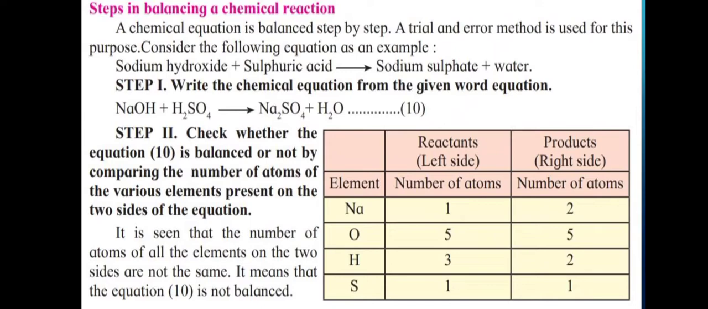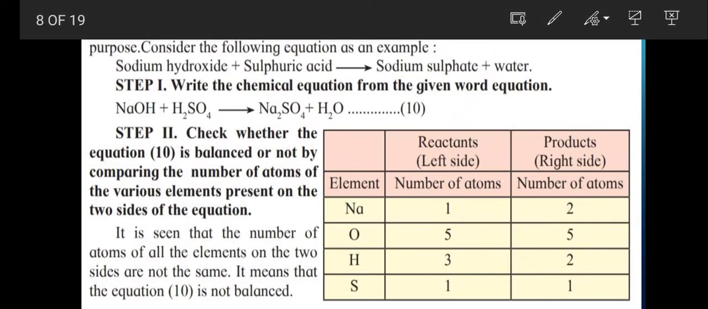Firstly, I will repeat what is meant by a chemical reaction. A chemical reaction is an equation in which on the left hand side there are the reactants and on the right hand side there are the products. For example, NaOH and H2SO4 give Na2SO4 and H2O. So in this reaction, NaOH and H2SO4 are the reactants, and on the right hand side Na2SO4 and H2O are the products. Okay.